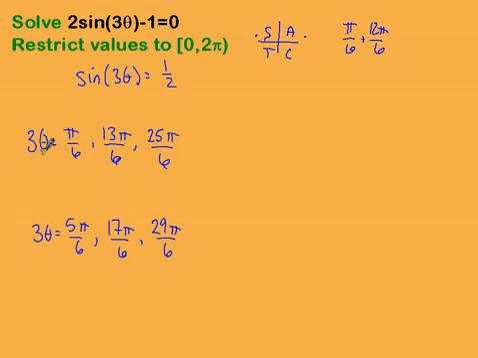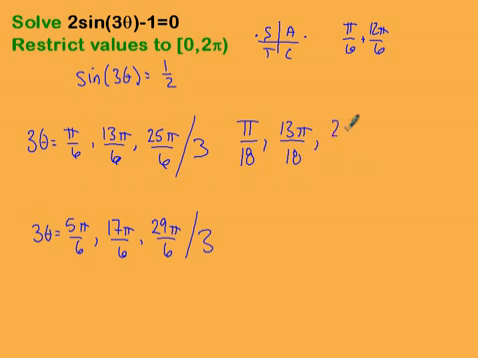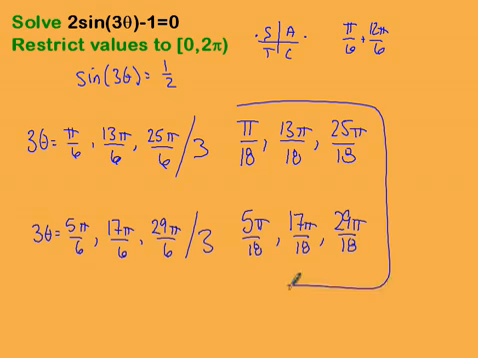Now remember, this is 3 times theta, so I have to divide each one of these by 3. And when you divide by 3, it's the same thing as multiplying by the reciprocal. So it's like multiplying by 1/3. So pi over 6 times 1/3 is going to be pi over 18. For 13 pi, it's going to be over 18, and then 25 pi over 18. And the same thing happens with the values at the bottom. You get 5 pi over 18, 17 pi over 18, and 29 pi over 18. And there are your 6 solutions.